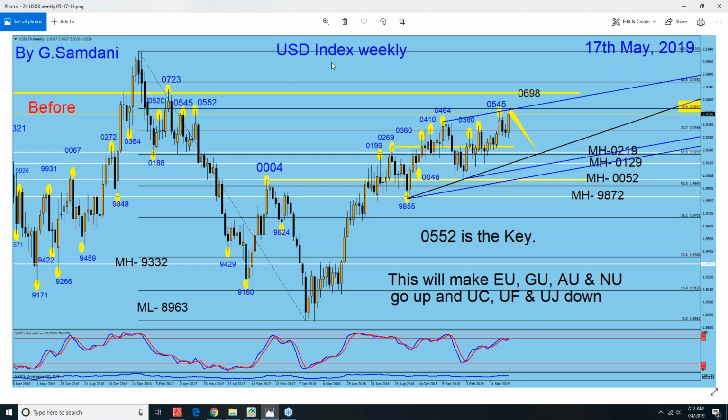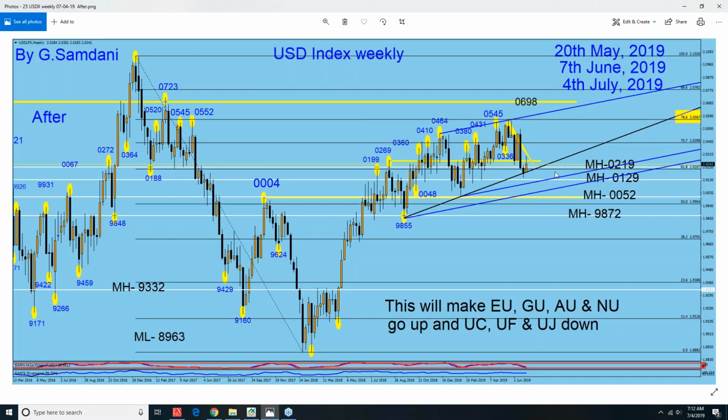Okay, and similarly, I have other pairs and indexes. For example, the USD index, I had this that we're going to be going up here somewhere, maybe 78% touch, and then comes down to this TL and 0219. What happened to this chart so far? On 4th of July, as of today, we are here. So these analyses play a big role in my trading, and based on these analyses I take entries from the 7-minute chart.